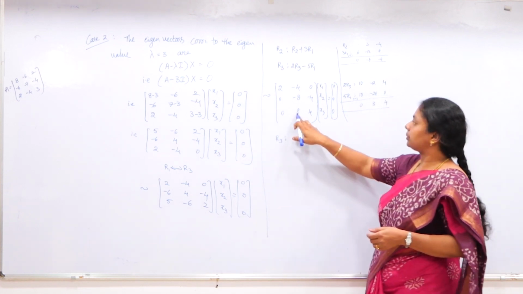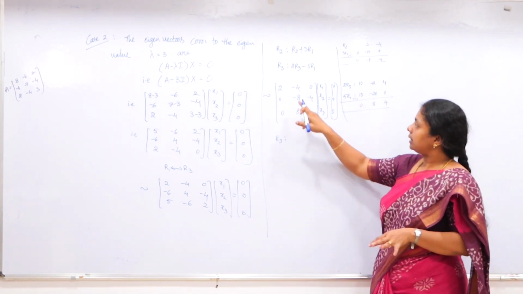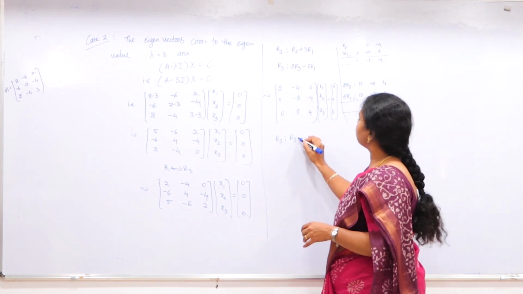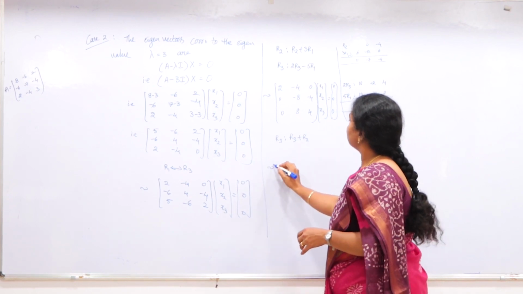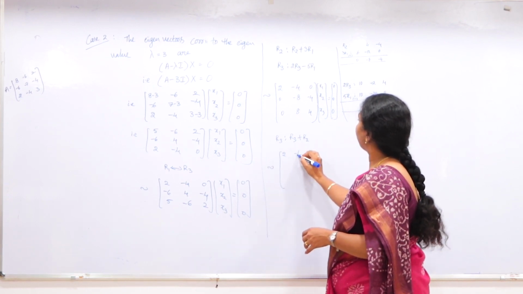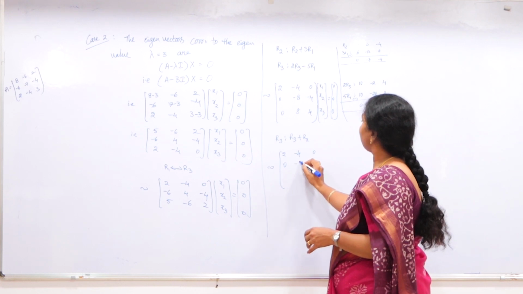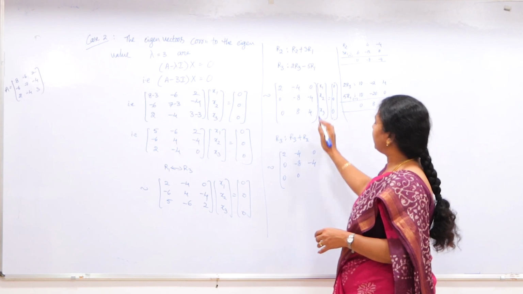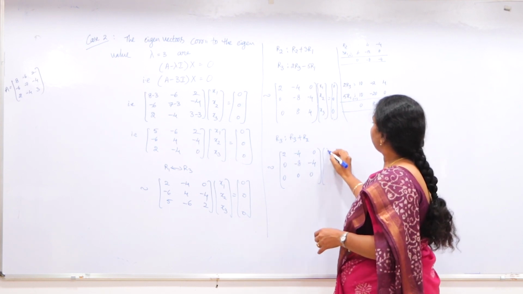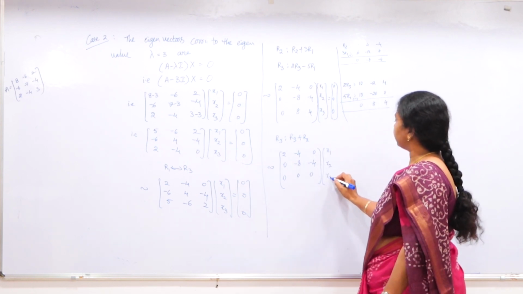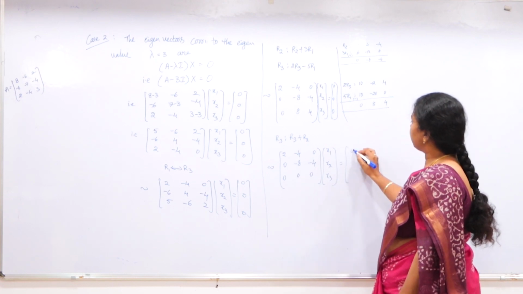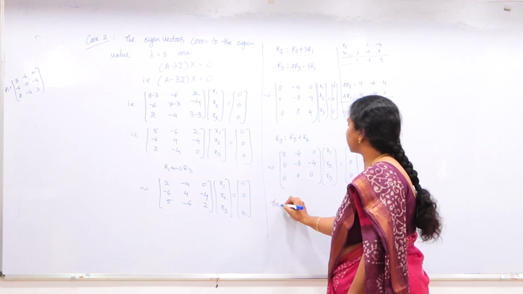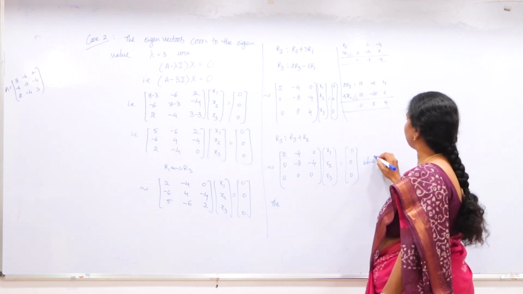Next row operation, to change this element to 0: R2 and R3 differ only in signs. So add R3 plus R2. So the equivalent matrix is 2 minus 4 0, 0 minus 8 minus 4, 0 0 0, times x1, x2, x3 equal to 0, 0, 0. Next, write the equivalent system of equations. Clearly, this is in echelon form.